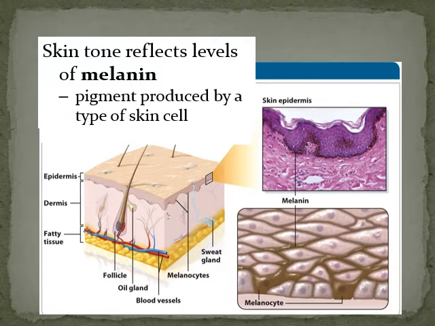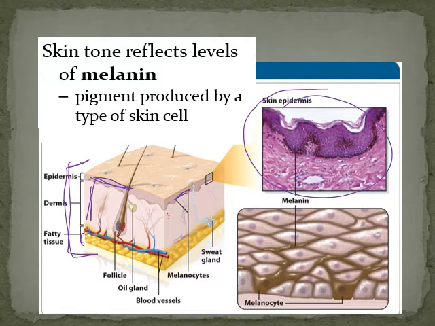Melanin is just a pigment that's produced by a type of skin cell, and you can see this outline of skin here. You've got the follicle, hair, the epidermis, the top layer of skin, followed by the dermis, and then we get into the fatty tissue. And we have melanocytes that are embedded in this epidermis. Within the epidermis up here, we've got these little melanocytes that have melanin in them, and that is what controls or reflects your skin tone essentially.